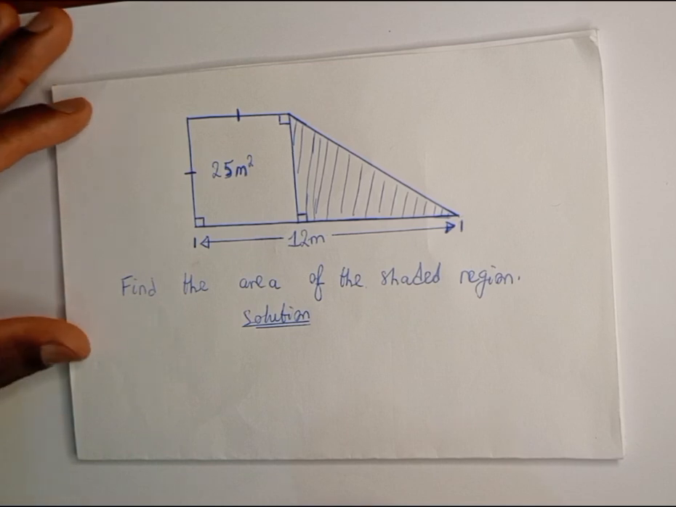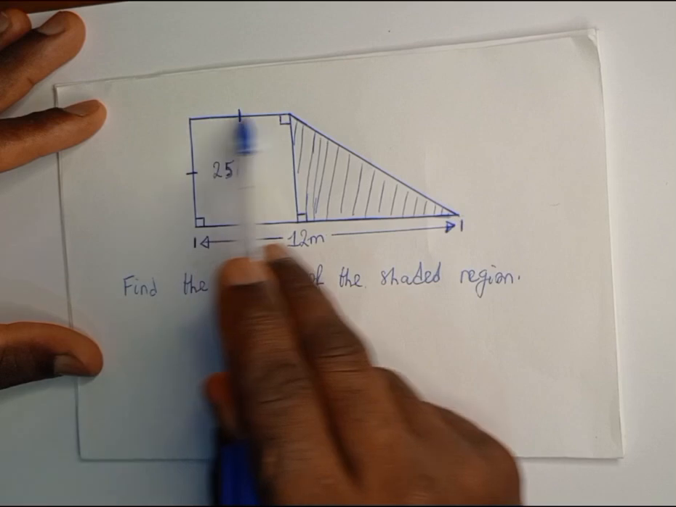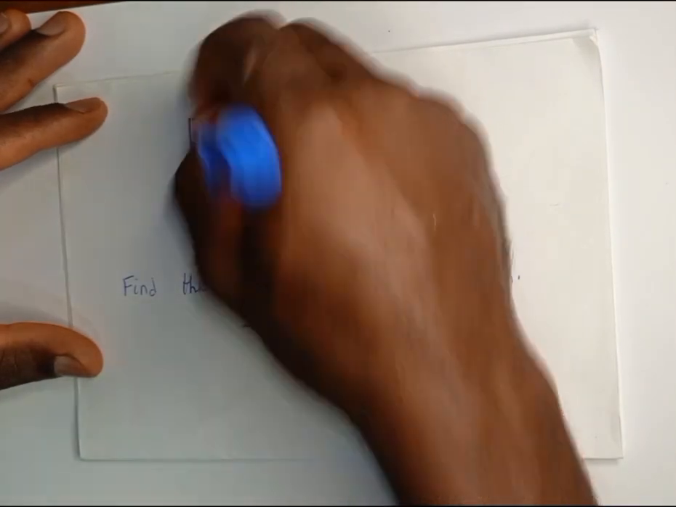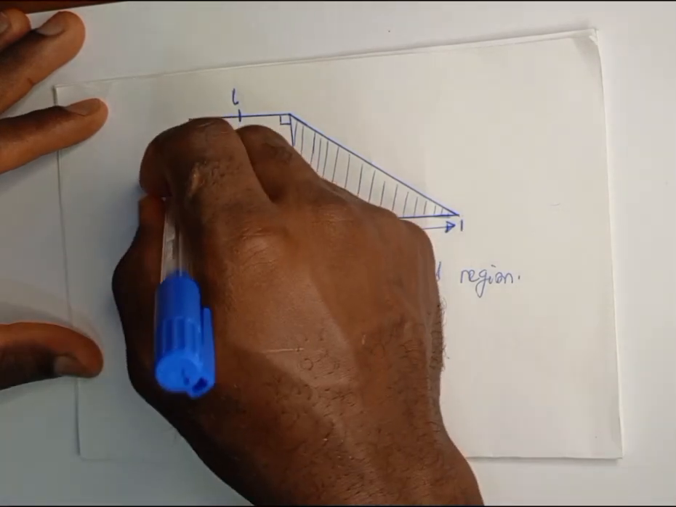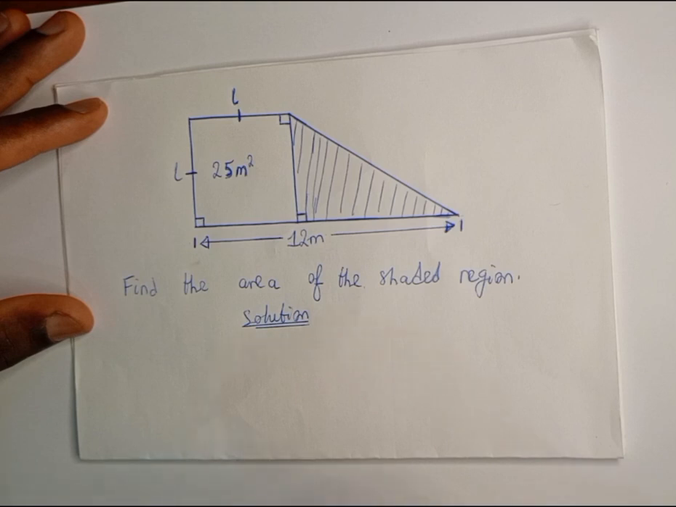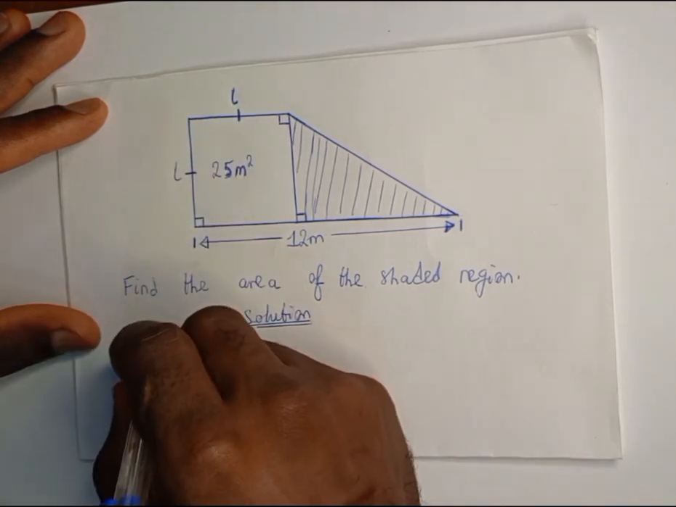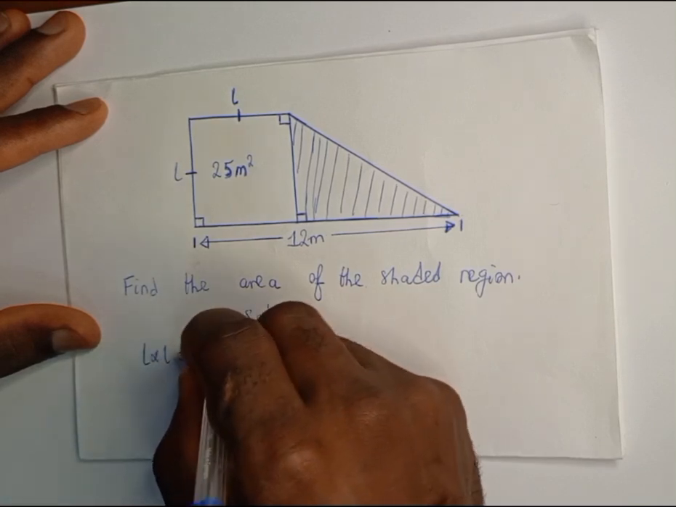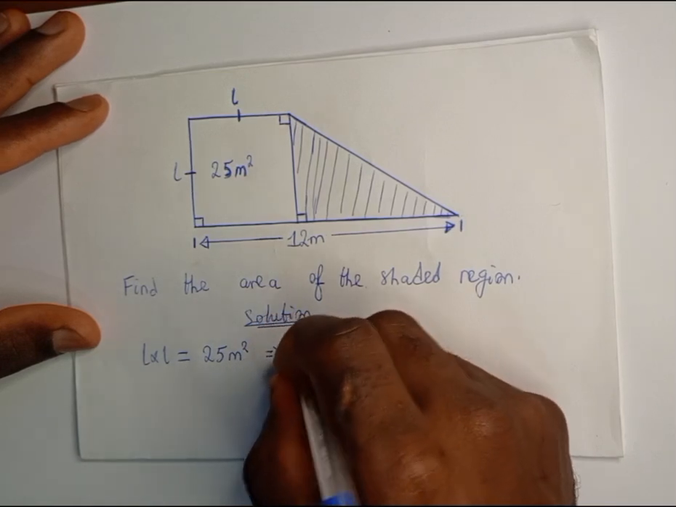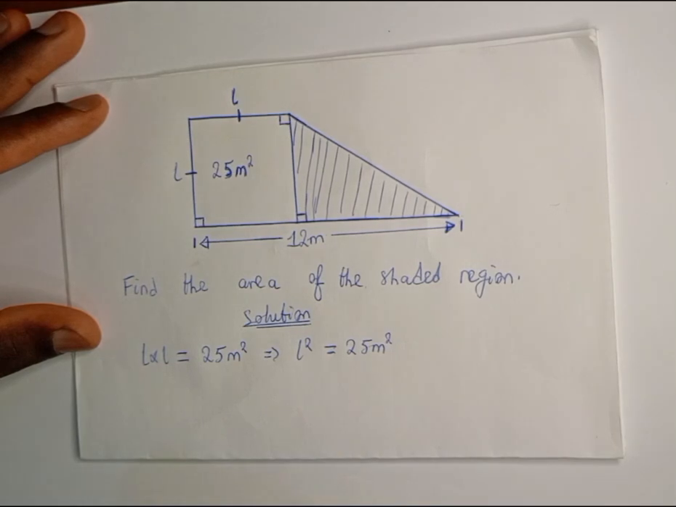First, we are going to start by letting the distance from here to here to be L. This will also be L because they are identical. The area of a square is given by side times side. That means L times L is equal to 25 meters squared. This will simply imply that L squared is equal to 25 meters squared.